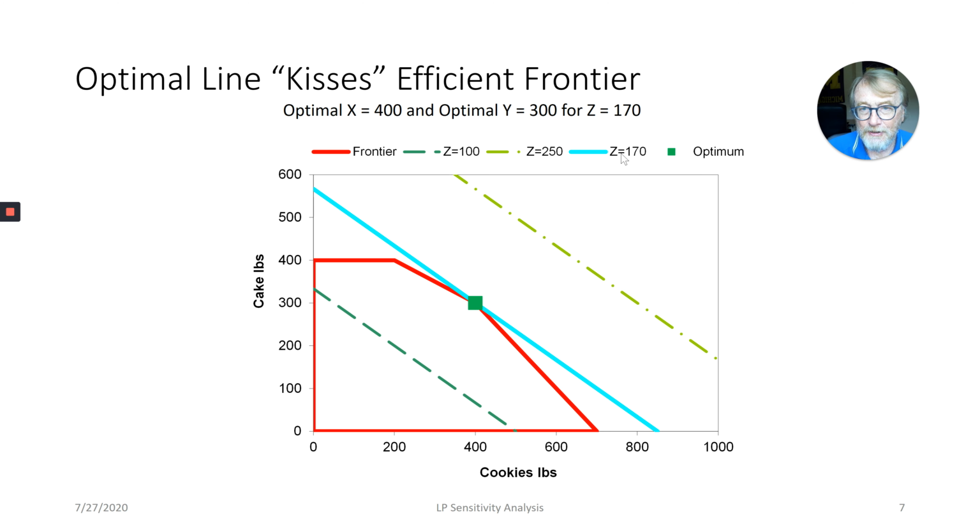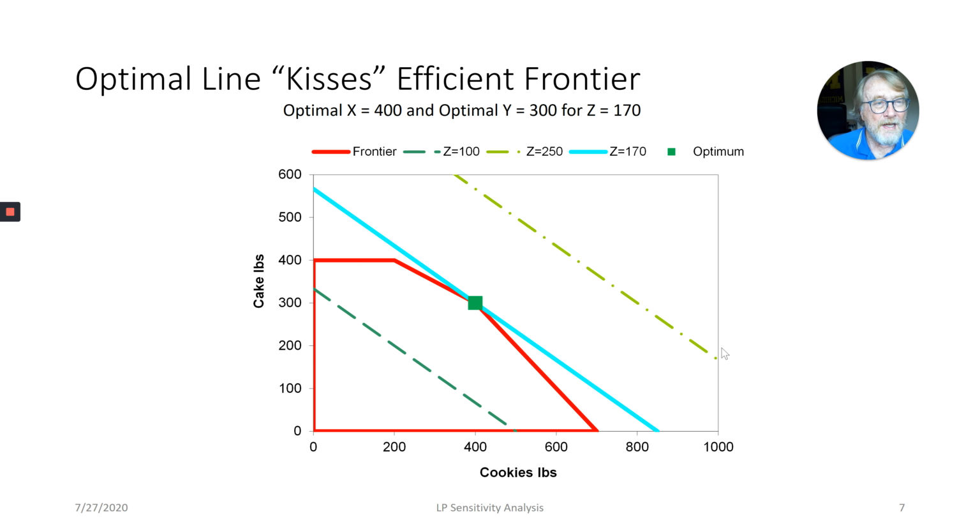At $170, this is the ISO profit line for $170. The solution occurs right where the ISO profit line just barely touches, kisses, the efficient frontier, or is tangential to the efficient frontier. That's the optimum. If we did z equal to 100, we can do all those combinations of cookies and cakes to make $100 worth of profit. We're within the feasible region, but we're not getting as much money as possible.